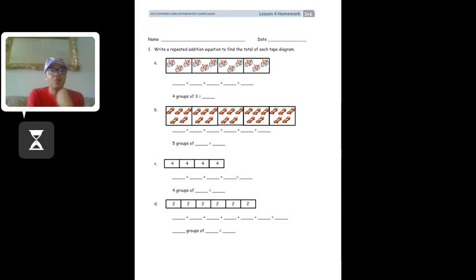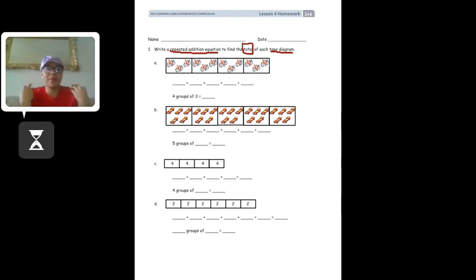Number 1 says, write a repeated addition equation to find the total of each tape diagram. So we're still working with our tape diagrams, and this time in letters A and B, we're going to be working with pictures. So it's pretty easy. Let me grab my red pencil. So we're going to be writing a repeated addition equation to find the total amount. So we're looking for the total amount in each tape diagram. And yes, in each tape diagram. So let me make sure it doesn't fade.